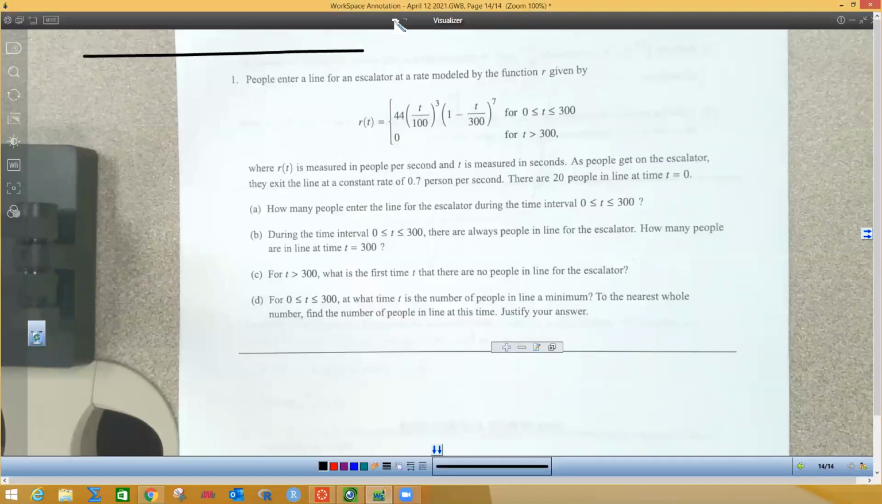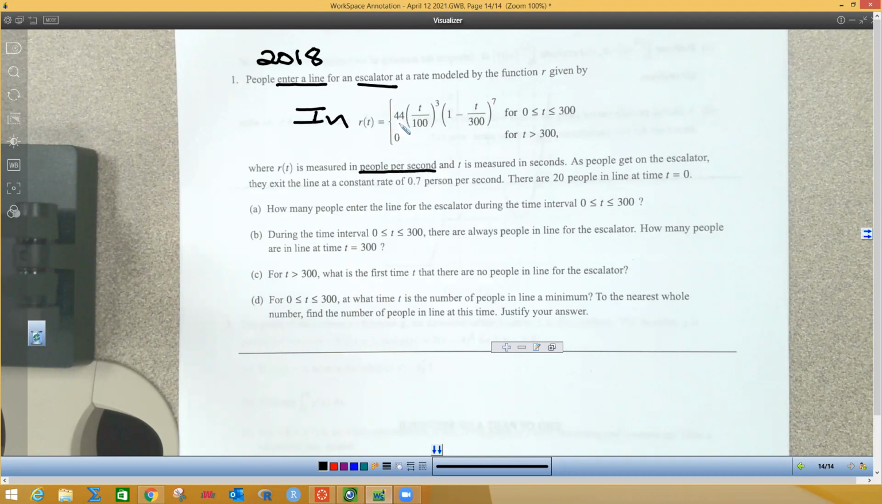All right, I'm going to do the 2018 FRQ number 1. If you look up here, this is people entering a line for the escalator. So this is the people coming into the escalator, where R is the number of people per second. People per second means this is already a rate, or a derivative. And again, time is in seconds.